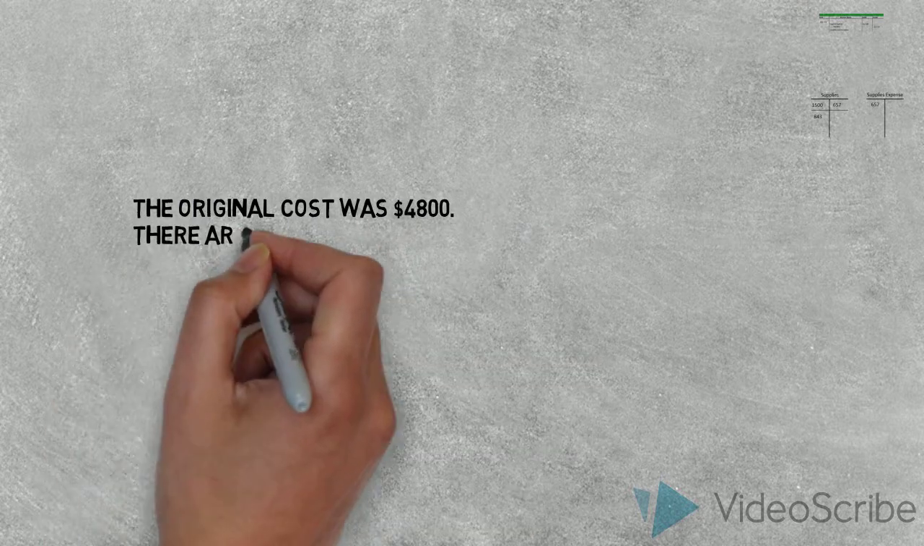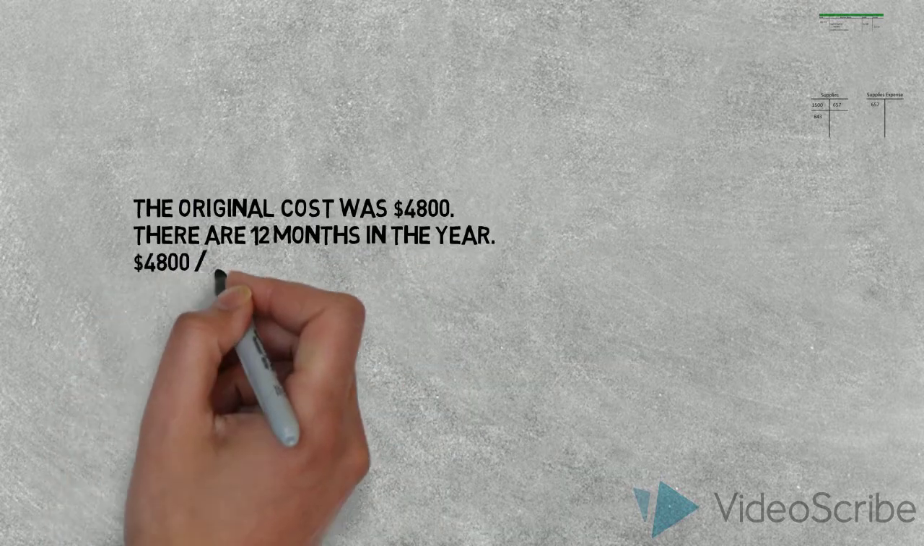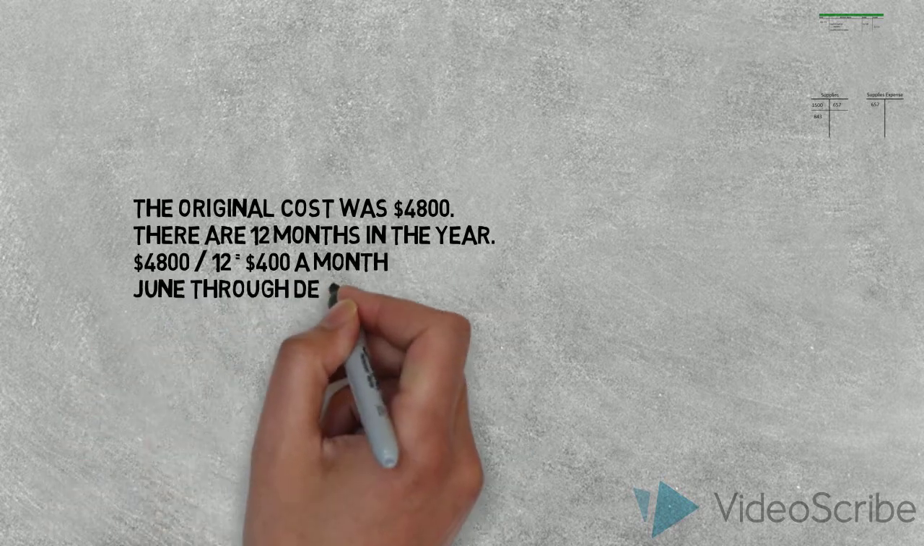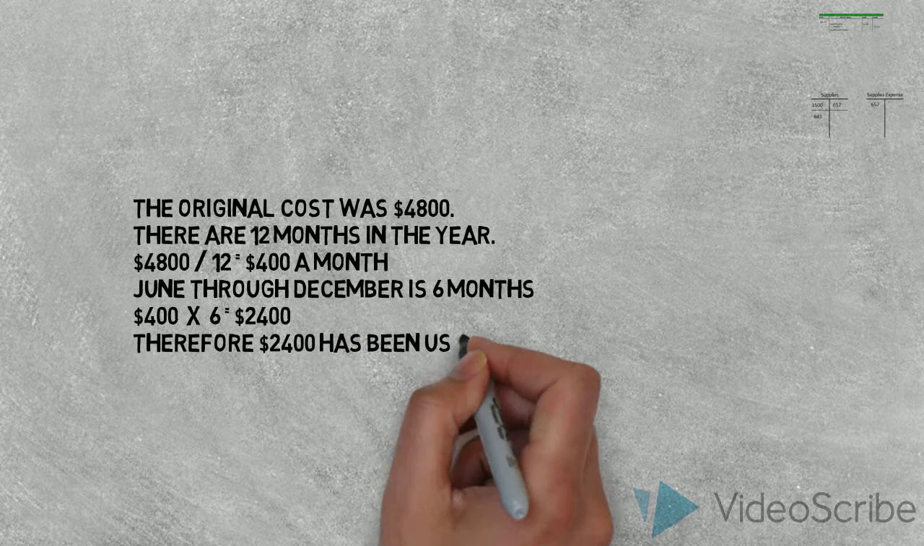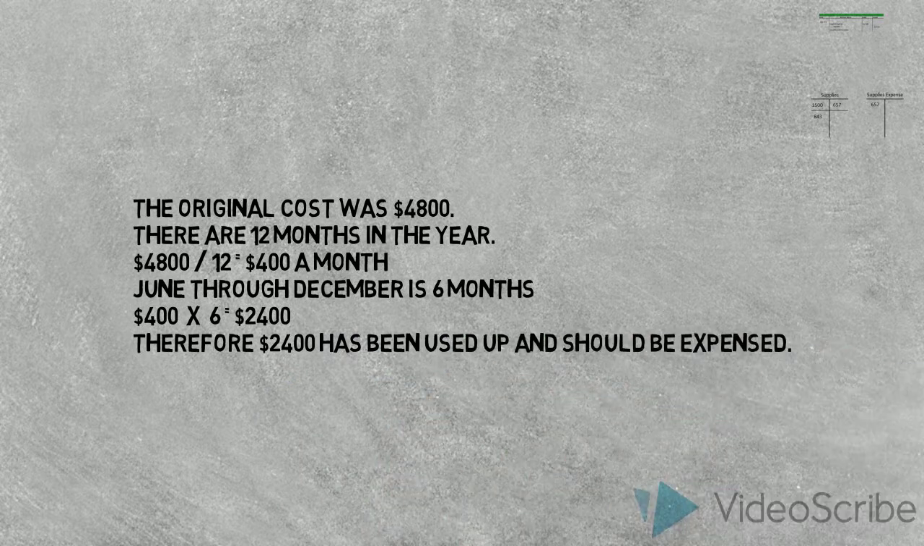The original cost was $4,800 for the 12 months. There are 12 months in a year, so $4,800 divided by 12 is equal to $400 a month. June through December is 6 months, so $400 times 6 is equal to $2,400. Therefore, $2,400 has been used up and should be expensed.